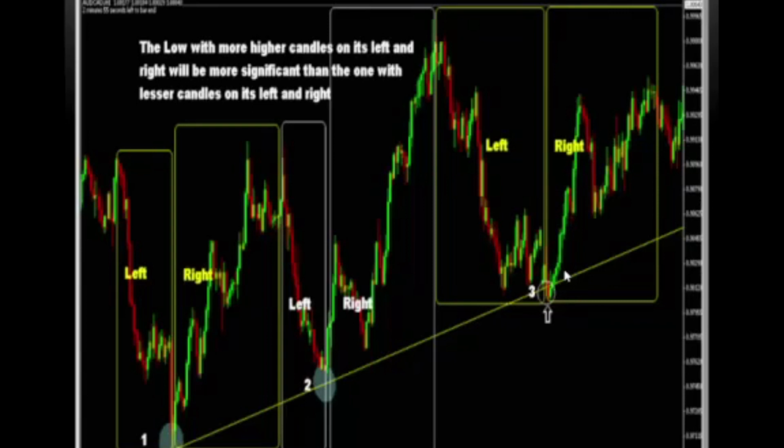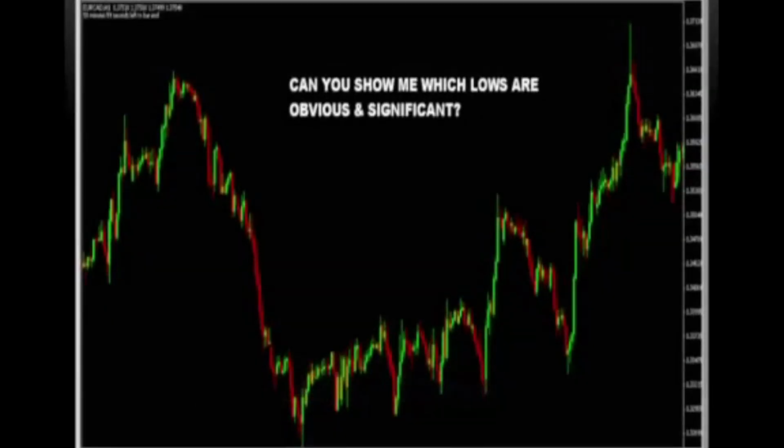Now on the chart here, how many visible or obvious and therefore significant lows can you find? Actually, I see 1, 2, 3 significant lows. Okay, I see 3 significant lows. With this also, how many significant lows can you see over here?